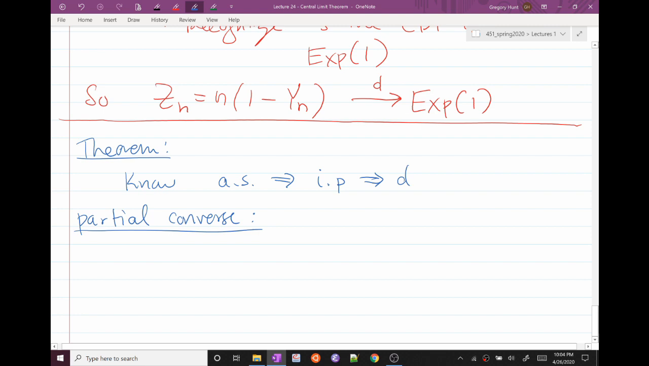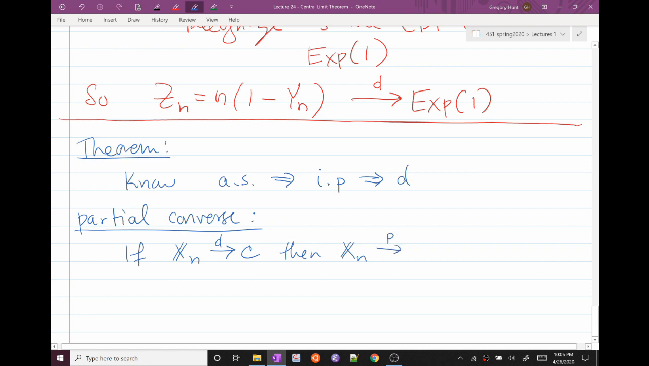The partial converse is that if we have a set of random variables x sub n, and they converge in distribution to some constant c, then they're also going to converge in probability to that constant, where c is a constant, i.e. a degenerate distribution.